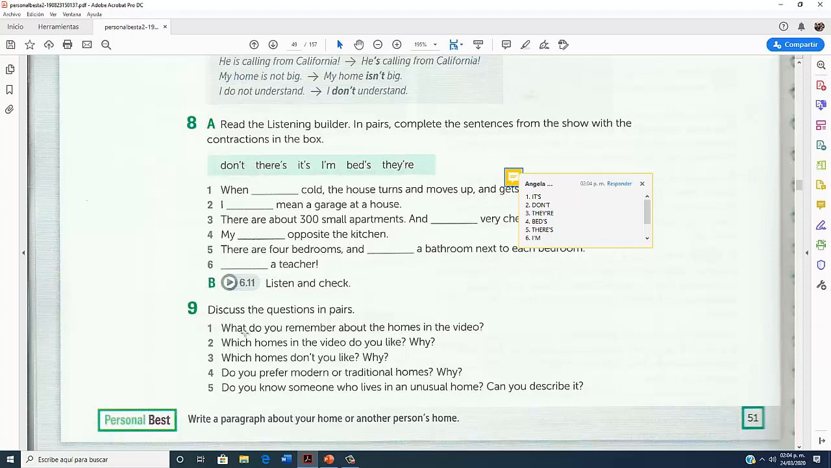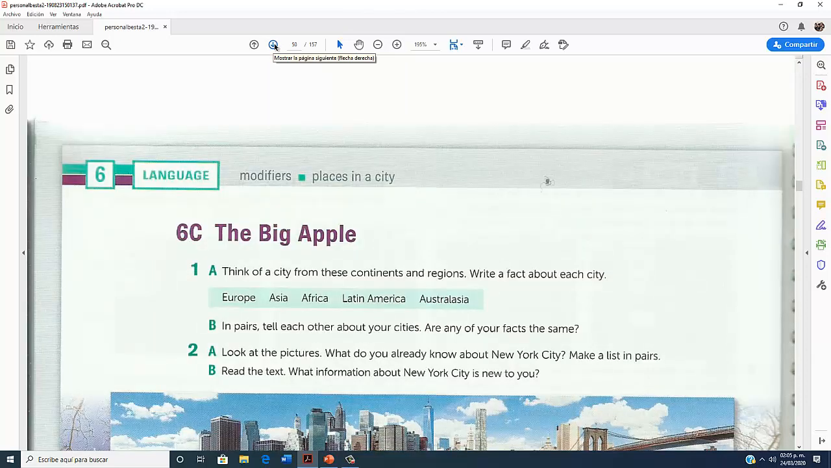Okay? Number 1, do you remember about the homes in the video? Which homes in the video? Oh no, but these questions are about the videos, the homes in the videos. No, so it's not going to be possible to answer these questions because I don't have the video. I only have this PDF of the book, unfortunately, but I'm trying to do my best to help you with this material. Okay? Alright, great. If you have a question, remember, you can send me your questions on the WhatsApp group.